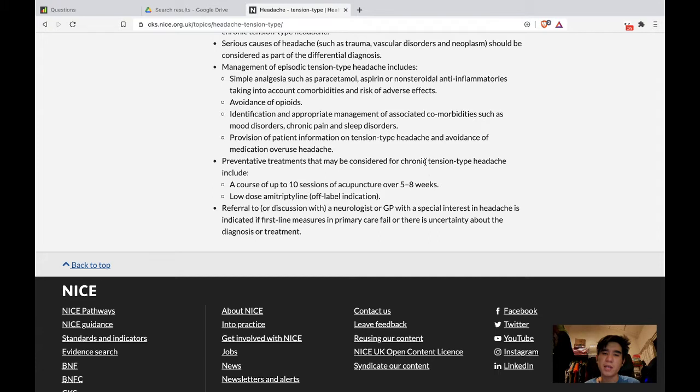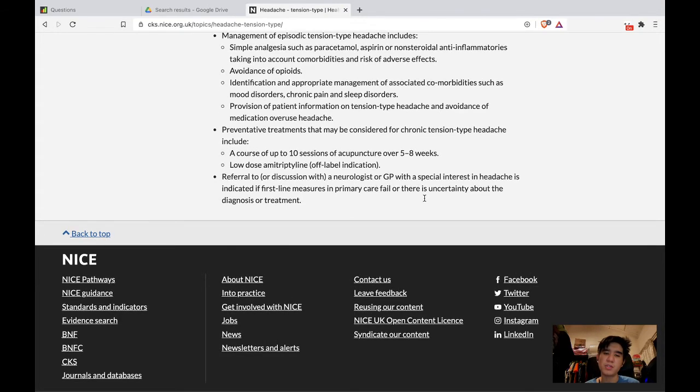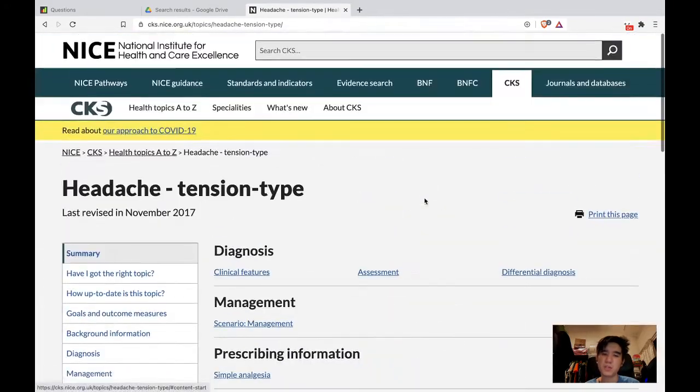Preventative measures that may be considered for chronic tension type headache include a course of up to 10 sessions of acupuncture over 5 to 8 weeks, low-dose amitriptyline (off-label indication). Referral to or discussion with a neurologist or GP with a special interest in headache is indicated if first-line measures in primary care fail or there is uncertainty about the diagnosis or treatment.